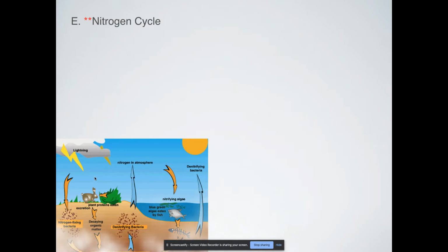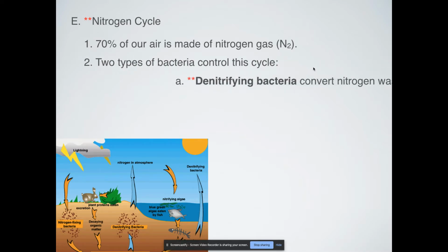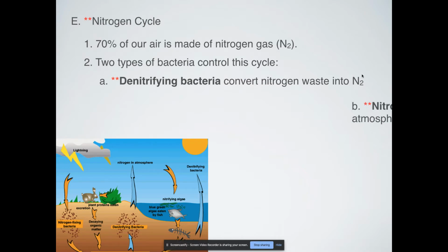Next, the nitrogen cycle. The nitrogen cycle is pretty cool. I always like to start with just air because air is 70% nitrogen gas, N2. So it's most of the stuff you breathe in, but your body doesn't use it in the form of gas. There are two types of bacteria that control this cycle. You have denitrifying bacteria, which converts nitrogen waste into N2 gas, which, clearly there's a lot of denitrifying bacteria because 70% of the air is made up of nitrogen gas and they convert waste into nitrogen gas.